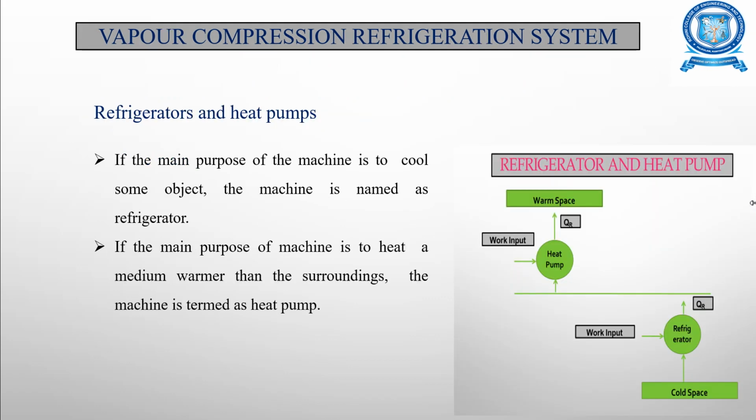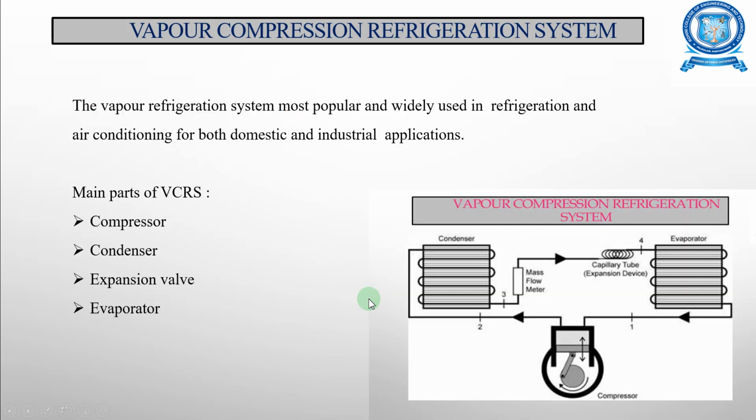You should also know about the refrigerators and heat pumps. You can see here from this figure, the main purpose of this machine is to cool some object. So the machine is named a refrigerator. And the main purpose of the other machine is to heat a medium warmer than the surrounding, and that machine is termed the heat pump. So that is the difference between the refrigerator and the heat pump. You can see here from this diagram.